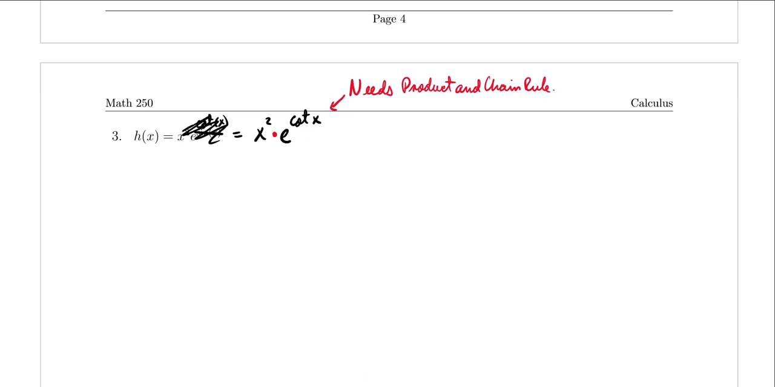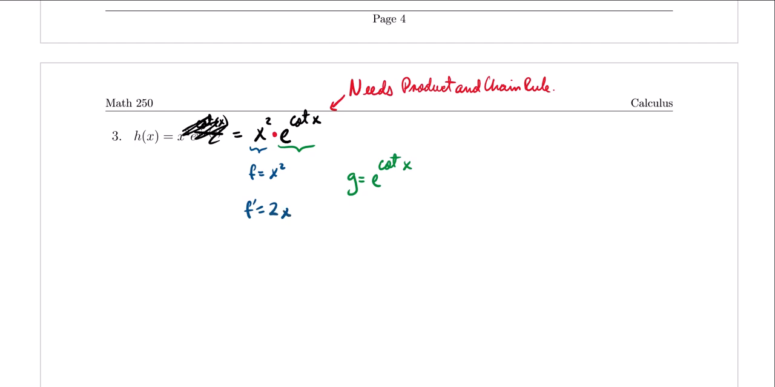So this problem needs a combination of the product and the chain rule. Okay, so if we're going to be using the product rule, because it's a product here, what are the functions that are multiplying? Well, I see an x squared, and I'm going to call this one here my f. And I see the e to the cotangent of x, so it's going to be my g. Okay, so let's go ahead and find their respective derivatives. The derivative for f is going to be 2x.